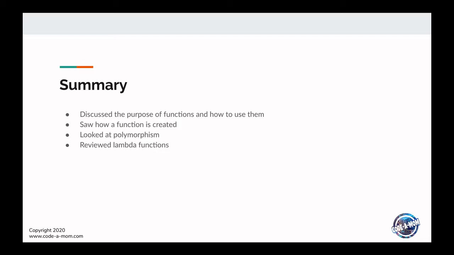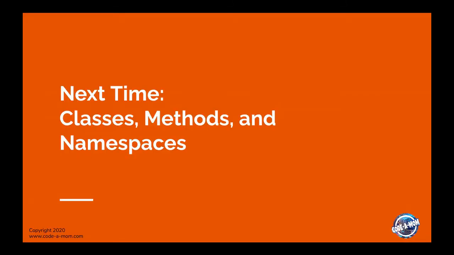And finally, we reviewed lambda functions and how they can be used to minimize the amount of code that is written, as well as the special circumstances when you have to use lambda functions to get the functionality that you need. Next time, we are going to talk about object-oriented programming, specifically classes, methods, namespaces, instances, all that stuff. So that's actually going to probably be multiple videos because there's a lot to talk about.